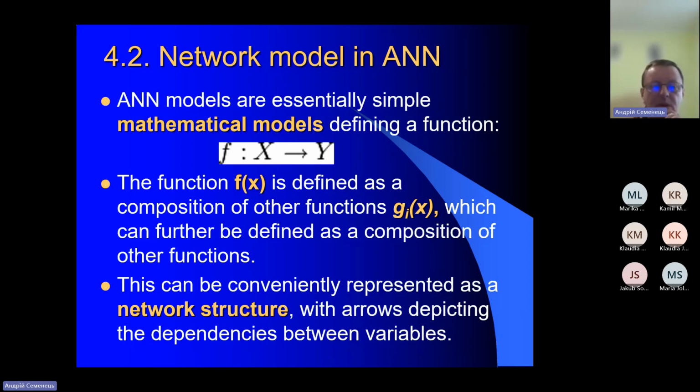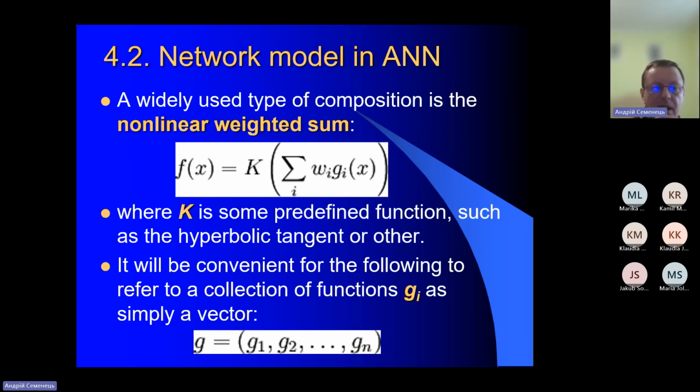And a few words about theory. So ANN models are essentially simple mathematical models defining functions. So we have a function X defined as a composition of other functions, g_i of x, which can further be defined as a composition of other functions. So we split into multiple branches. And it could be represented as a network structure with arrows depicting dependencies between variables.